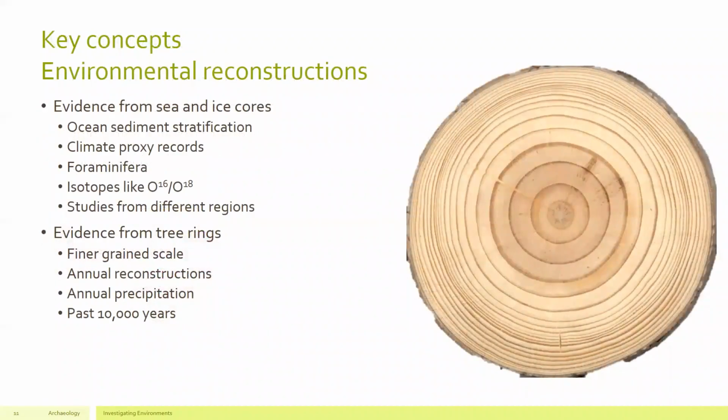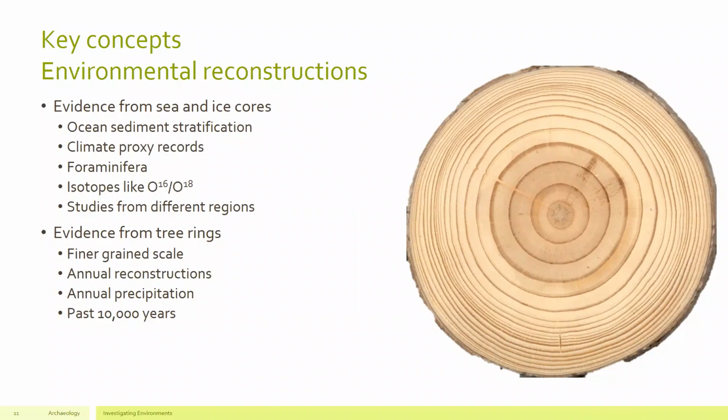So some key concepts that we've talked about already: evidence from sea and ice cores are important. Ocean sediments and stratification of those, foraminifera, are climate proxy records. They save the isotopes like oxygen-16 and oxygen-18, and the ratio of those isotopes that are preserved through time can tell us about the average temperatures of the oceans for ocean floors. Similar types of studies for ice sheets and ice cores, which are stratified annually through the precipitation rates. So these give us climate proxies to study and reconstruct different regions, and it helps us construct a worldwide view of climate change through time.